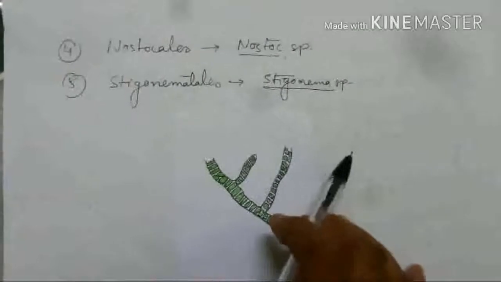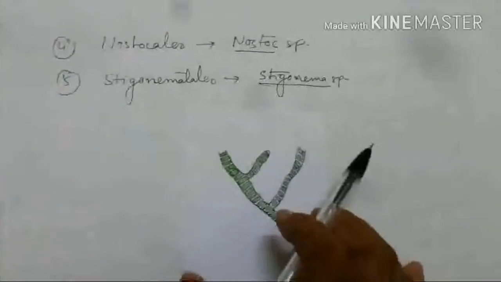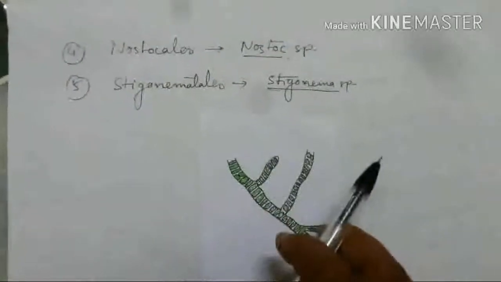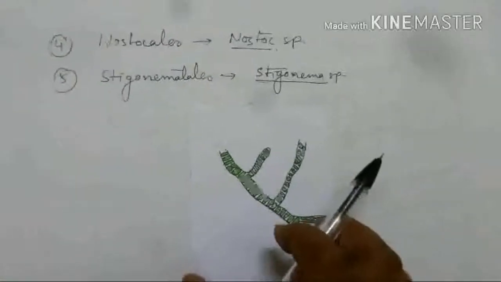So this is all about the algae classification according to Fritsch, and this is part 2.